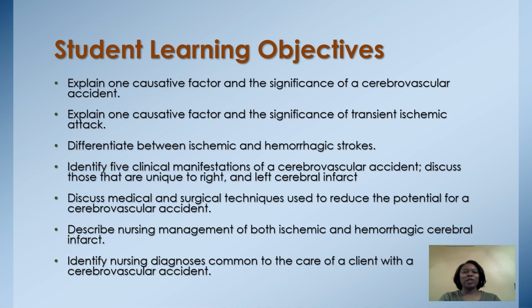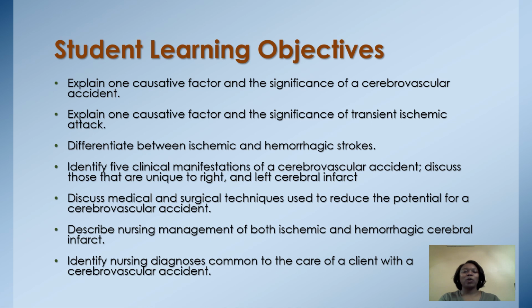So let's discuss our student learning objectives. First, we will discuss one causative factor for both a CVA as well as a transient ischemic attack and the significance of both of these diagnoses. We will differentiate between ischemic and hemorrhagic strokes. I will mention at least 5 clinical findings for a CVA, and we will discuss the unique symptoms of both a right and left cerebral infarct.